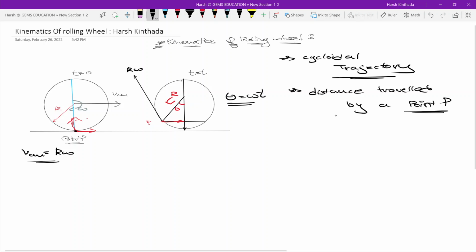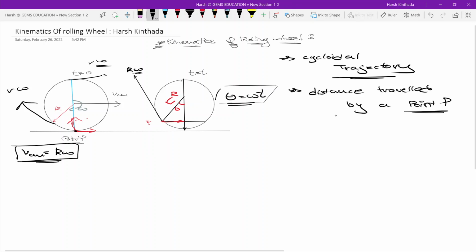So we're assuming this to be point P. We are taking this as the axis. This is the x-axis and this is the y-axis. As this body moves, we know that it's moving with VCM, and VCM is also r omega. So it is having VCM equal to r omega, and theta is equal to omega t.